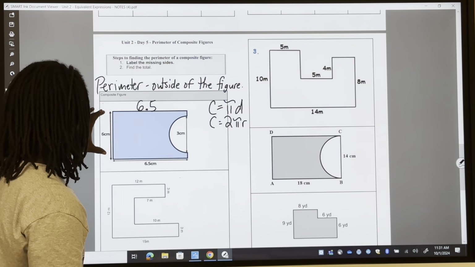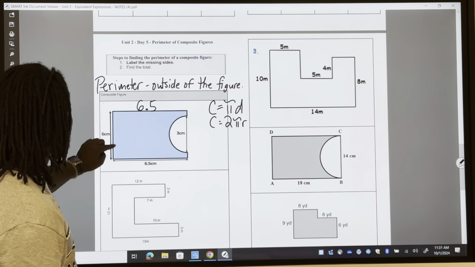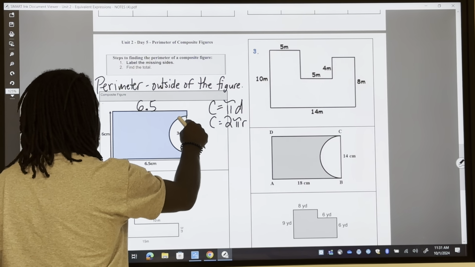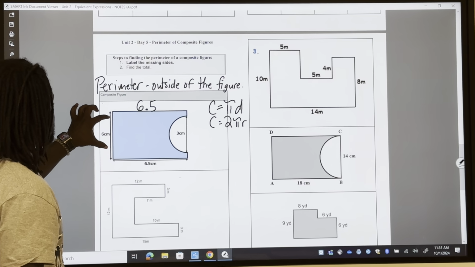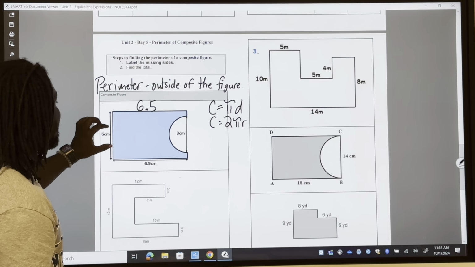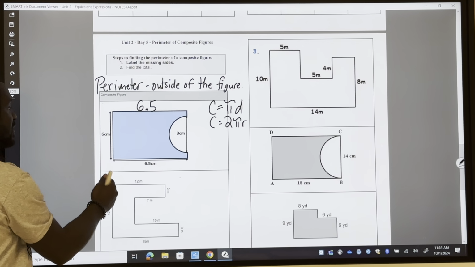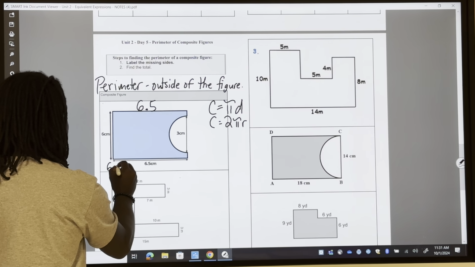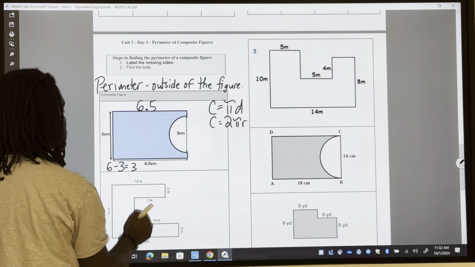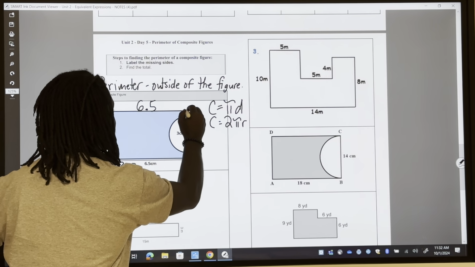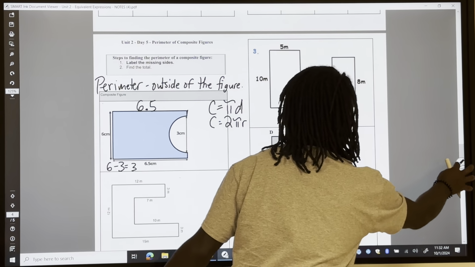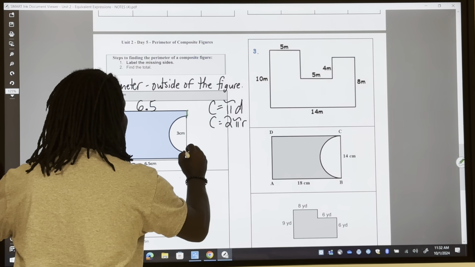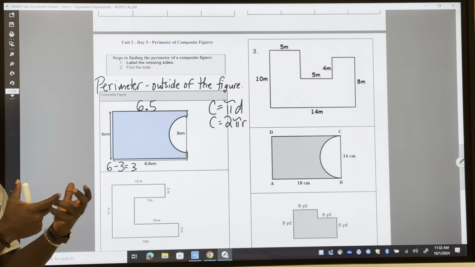What I know is that this whole side is 6, okay? And then I know from this part to this part is 3, okay? Now, if this whole thing is 6 and this part of it is 3, I subtract that. That means I have 3, but I have it in 2 different places. And I'm going to write this in green so that you see this. So this part and this part, total, that equals 3.